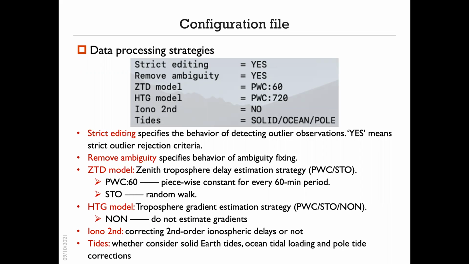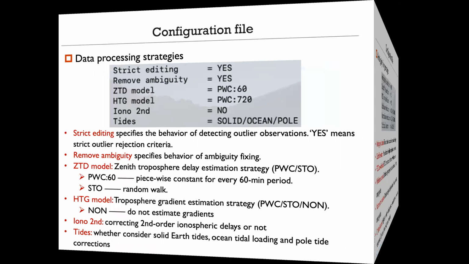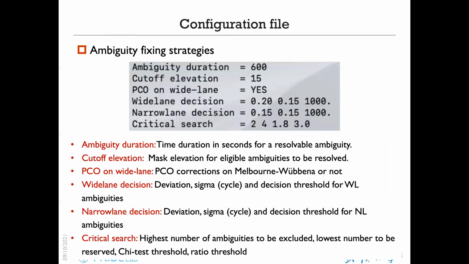This kind of solid earth tides can be up to a few tens of centimeters in the vertical component, so it has a great impact on the positioning. All right, then we come to the ambiguity fixing strategies.